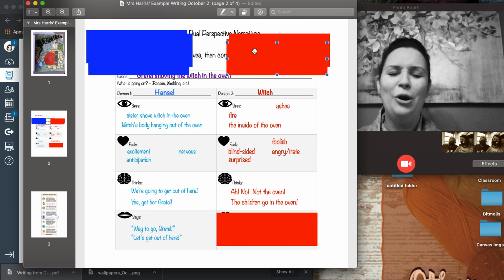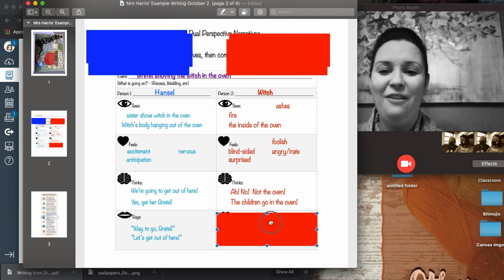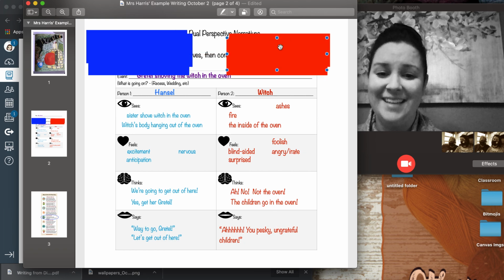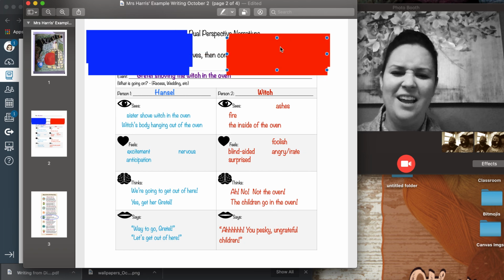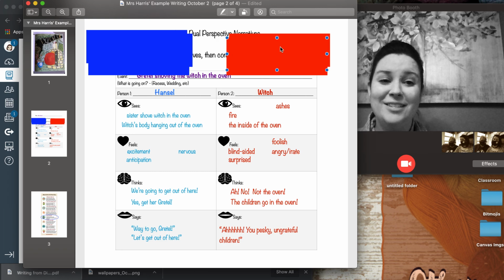The children go in the oven. That's what I was thinking she probably would think right now. And finally, what would the witch say? You pesky, ungrateful children. That's just what I was thinking. All right, so I just set a 5-minute timer, and I just kind of wrote anything that came to mind.